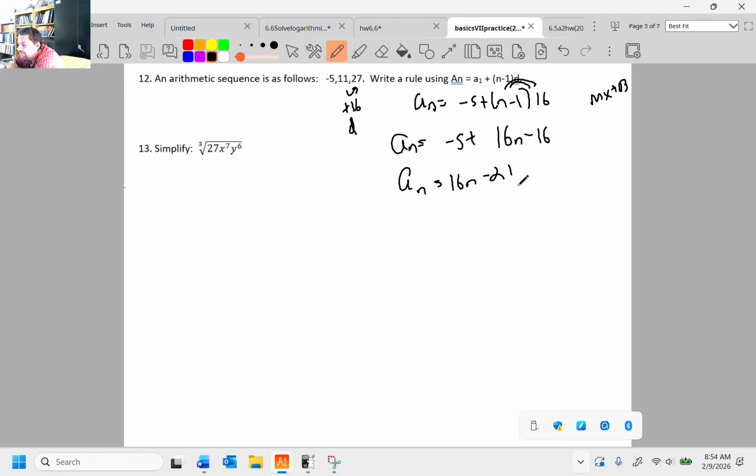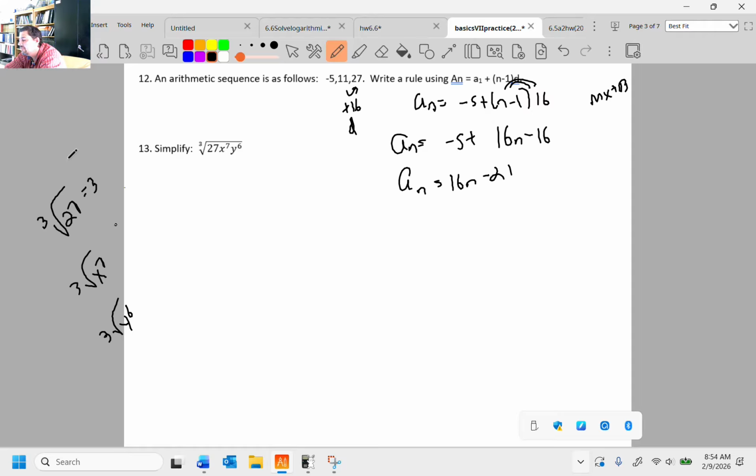All right, 13 is a simplification problem. They're not too hard, I don't think, but we'll find out. Let's just look at these things piece by piece. You've got the cubic root of 27, the cubic root of x to the 7th, and the cubic root of y to the 6th. Now, the cubic root of 27 is 3, because 3 times 3 times 3 is 27.